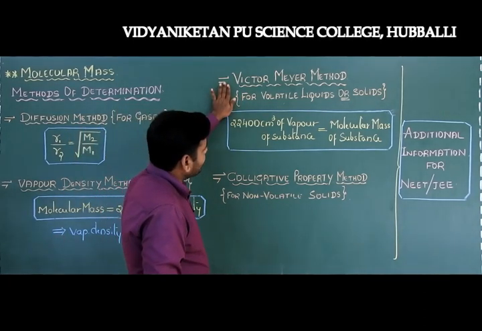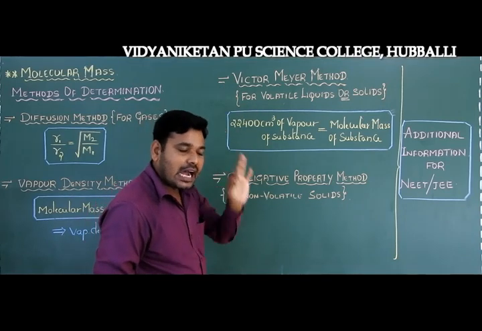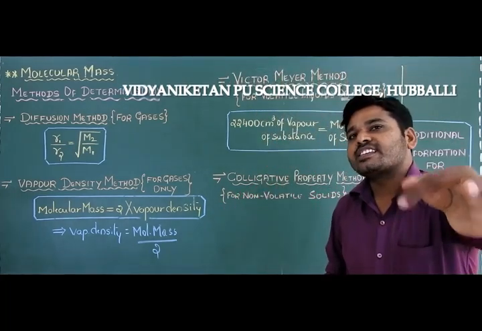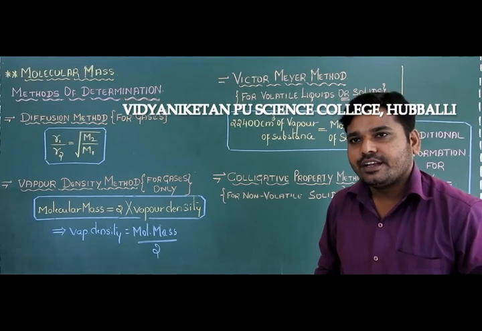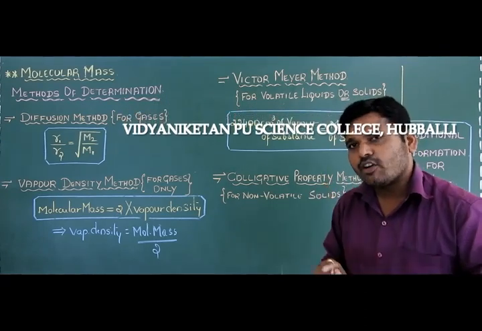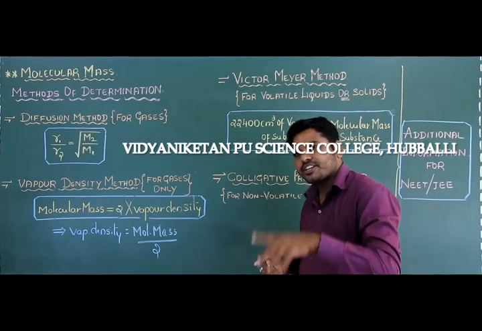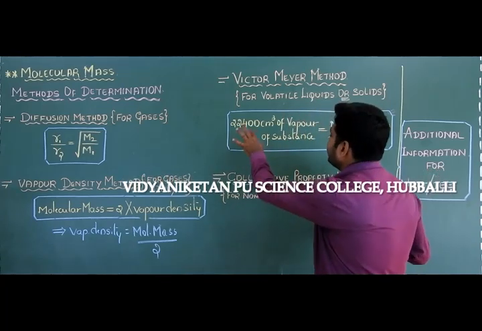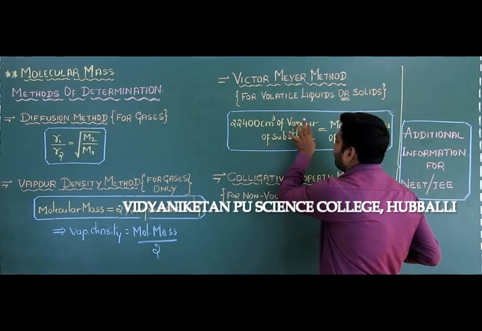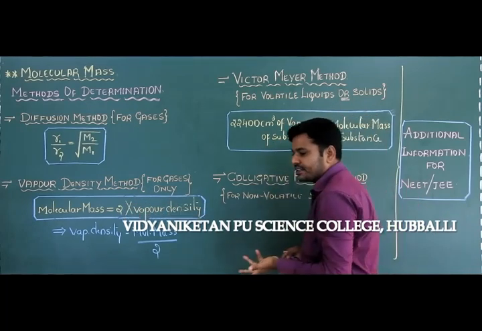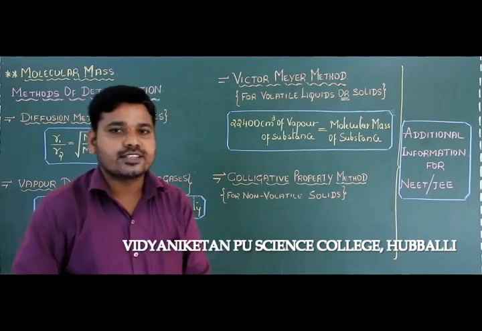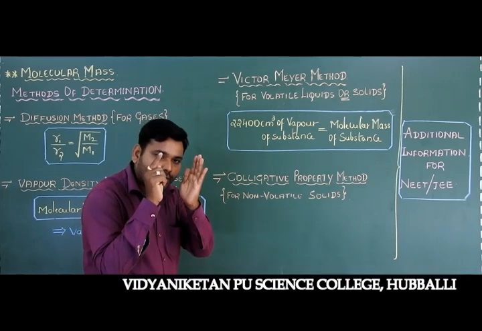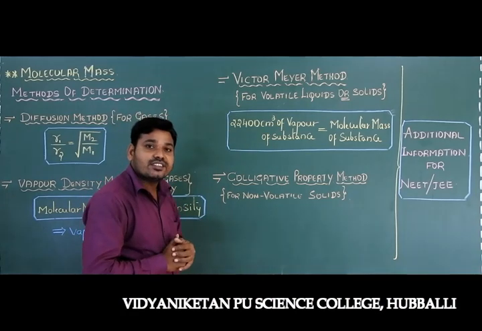This Victor Meyer's method is based on Dalton's law of partial pressure and Avogadro's hypothesis. Listen to this point carefully. This third method is based on Dalton's law of partial pressure and Avogadro's hypothesis. According to Avogadro's hypothesis, 22,400 cm cube of vapor of a substance is nothing but the molecular mass of the chemical substance. Students, please listen to this third important method, how to calculate the molecular mass of the substance according to this third method.